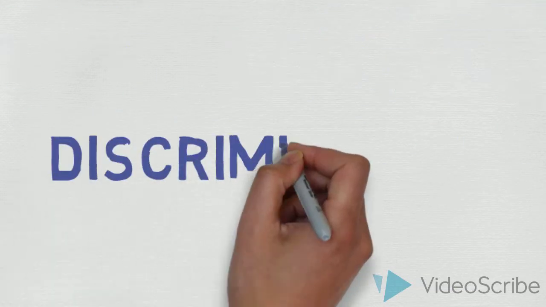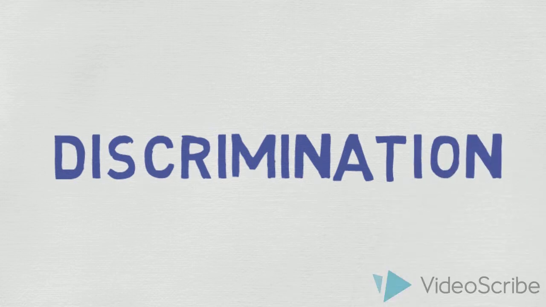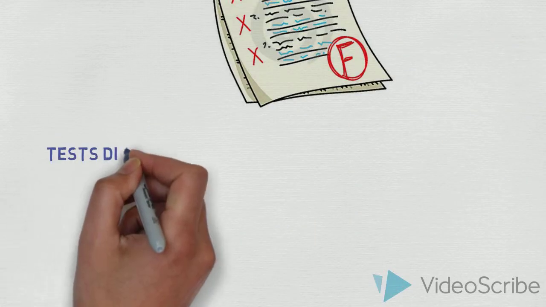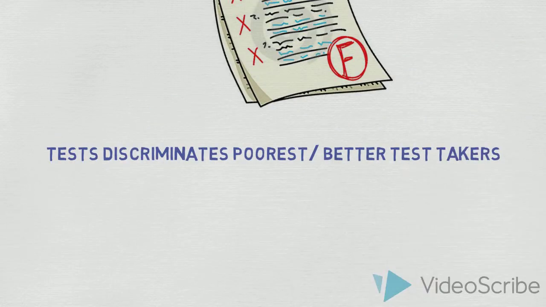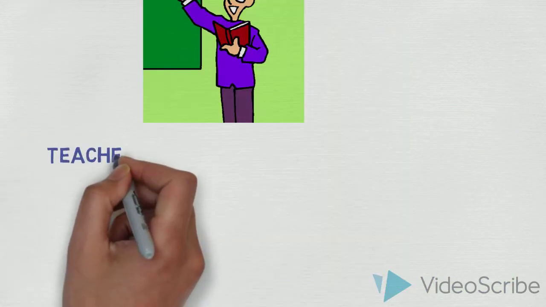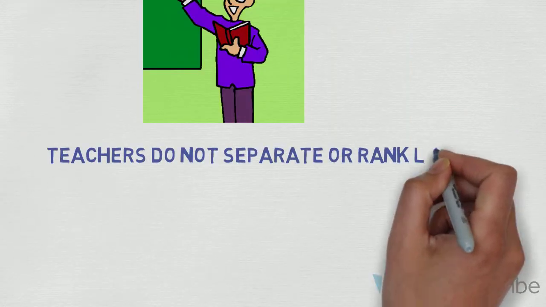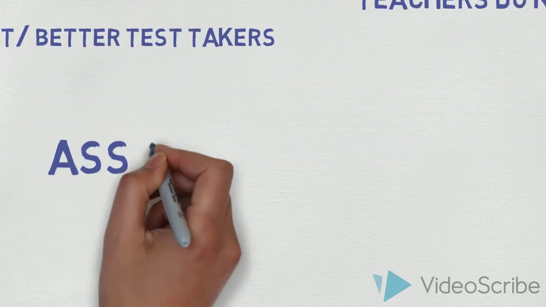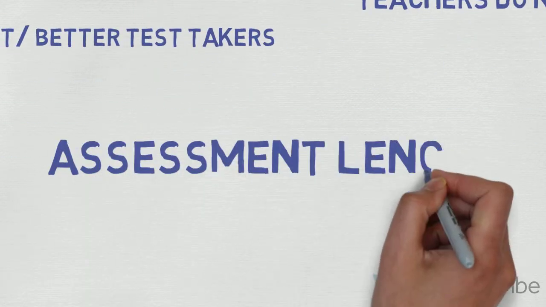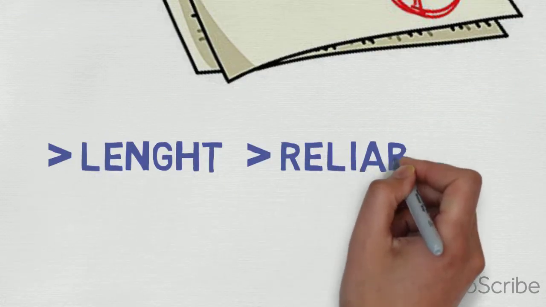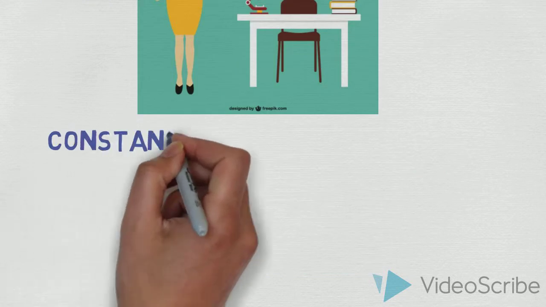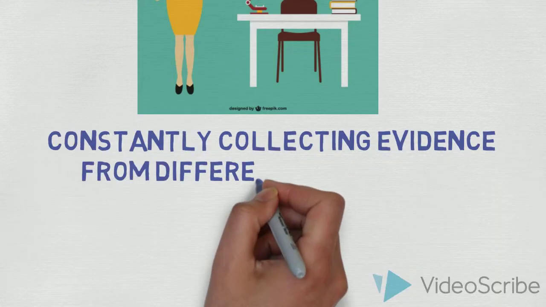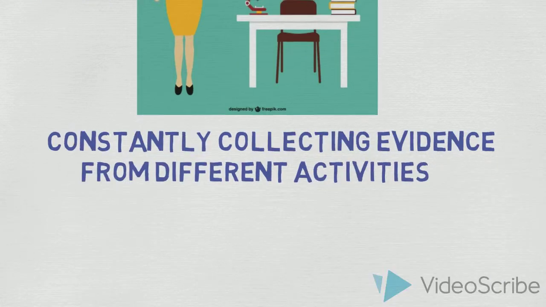The second assumption is discrimination. While large-scale tests discriminate better and poorer test takers, teachers do not separate or rank learners since it has no pedagogical purpose. The third assumption is assessment length. While the traditional reliability of a test is based on its length, teachers are constantly collecting evidence from different activities to encourage diversity of learning.